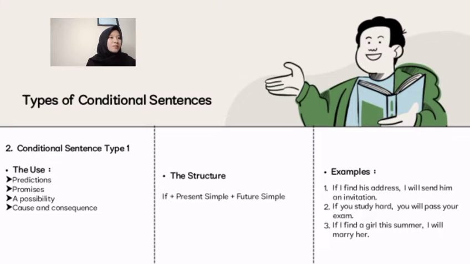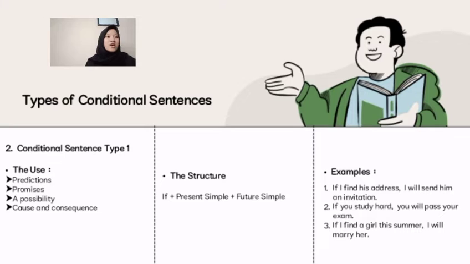Okay, for the example of the first type of conditional sentence is if I find his address, I will send him an invitation. Yeah, he might find his address, and then after that he will send him an invitation. That is the meaning, yeah? And then the second one, if you study hard, you will pass your exam. Yeah, it may be happened. And then the third one, if I find a girl this summer, I will marry her. Yeah, this also might be happened.